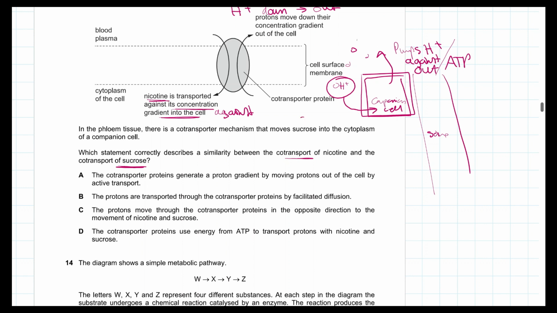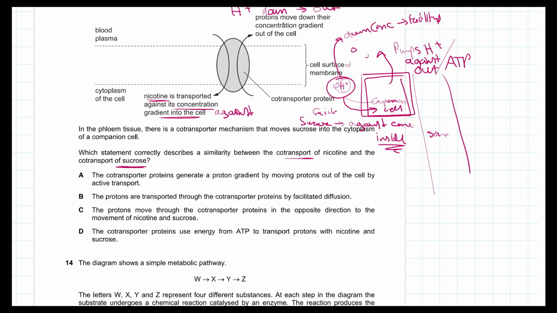Now what happens is that sucrose moves against the concentration gradient inside the cell, whilst in this case hydrogen goes back into the cell down its concentration gradient by normal facilitated diffusion using a co-transporter protein. Same here with the sucrose, by facilitated diffusion using a co-transporter protein. Now, let's look back at the nicotine.